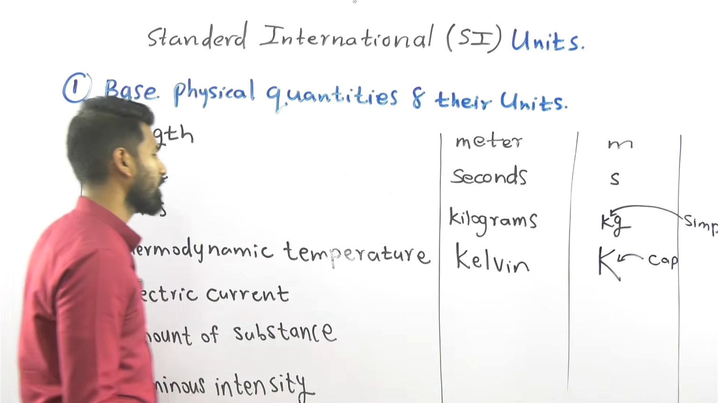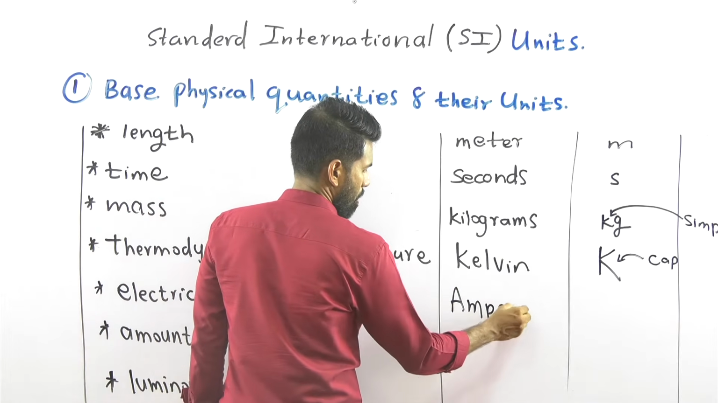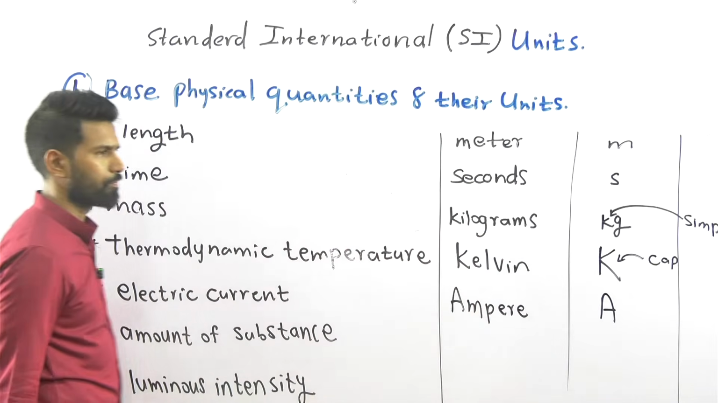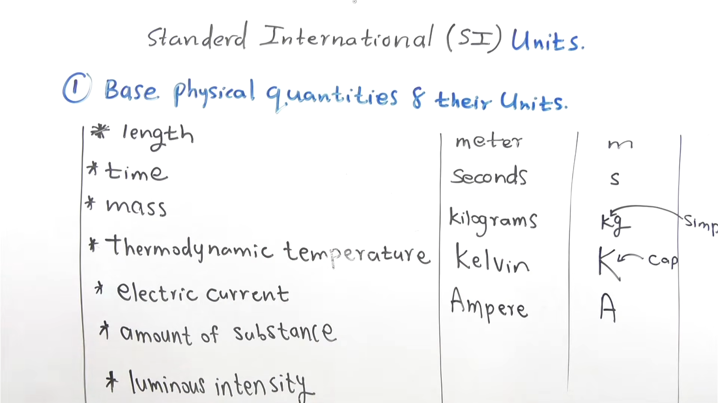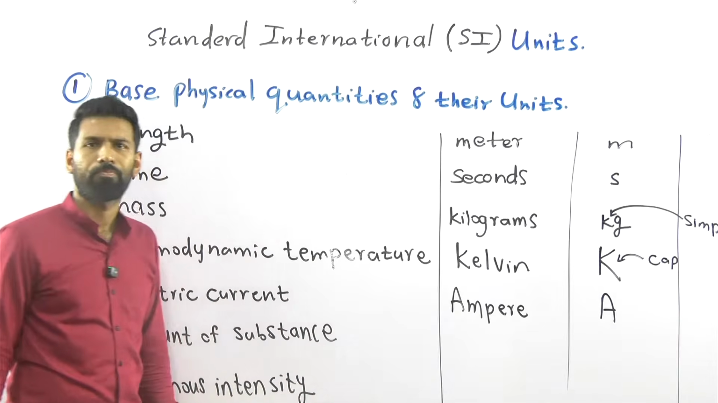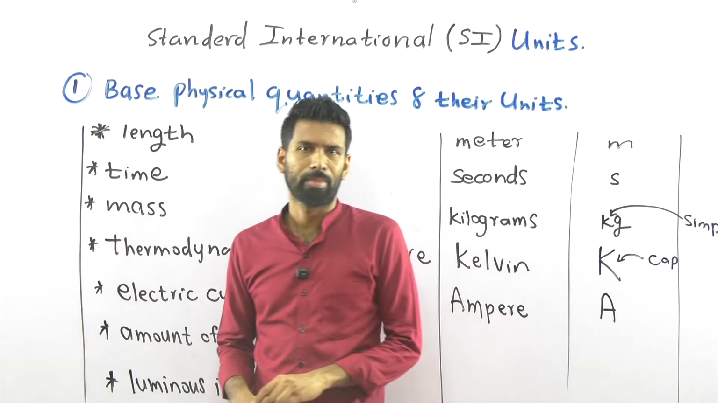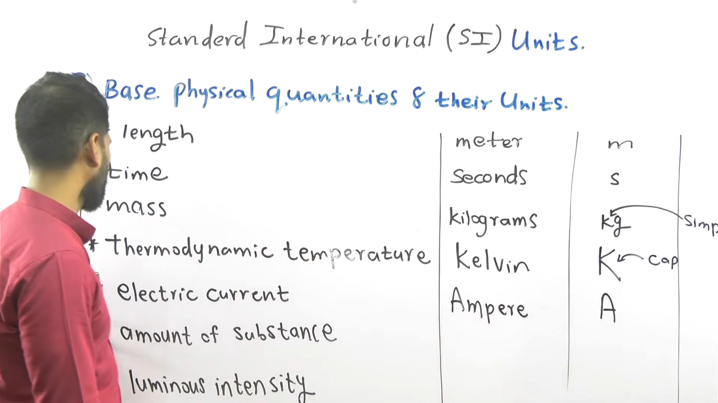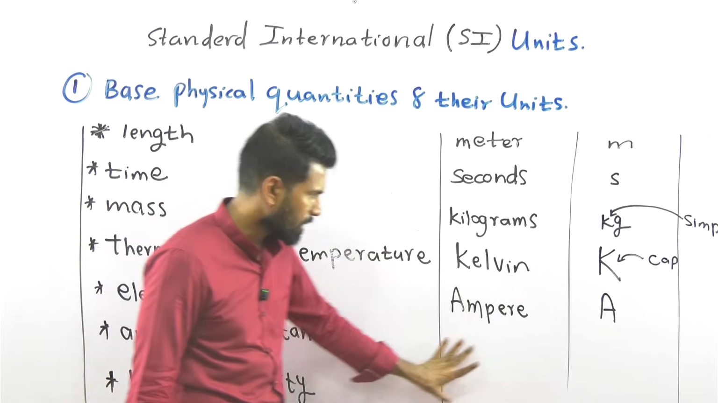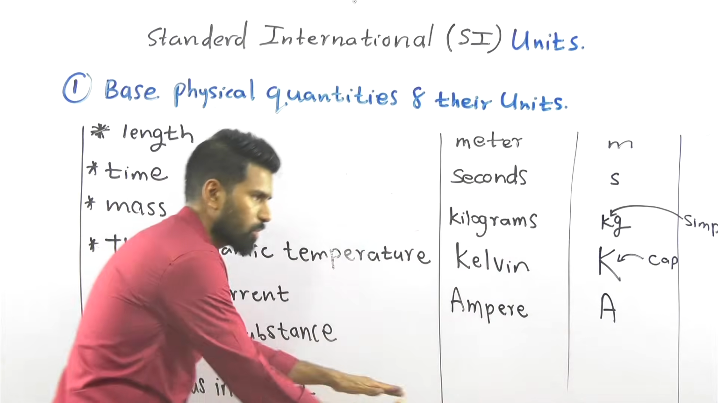To measure electric current, it's ampere. It's also the name of a scientist, so the symbol is capital A. Ampere. And amount of substance. Now we'll explain amount of substance a little. Leave these two parts to be filled and come to the bottom.